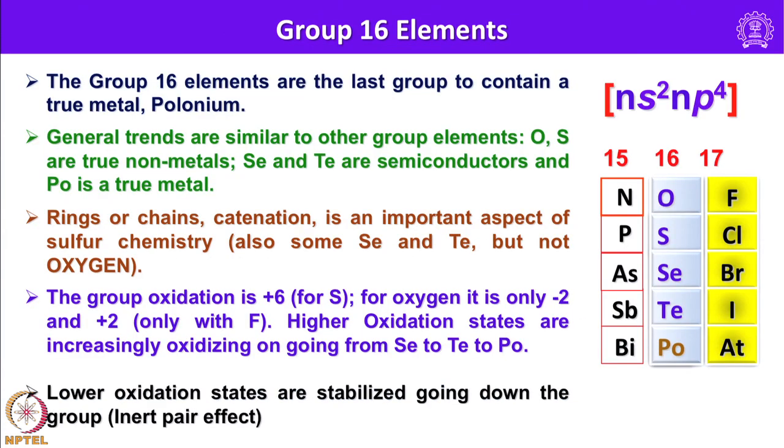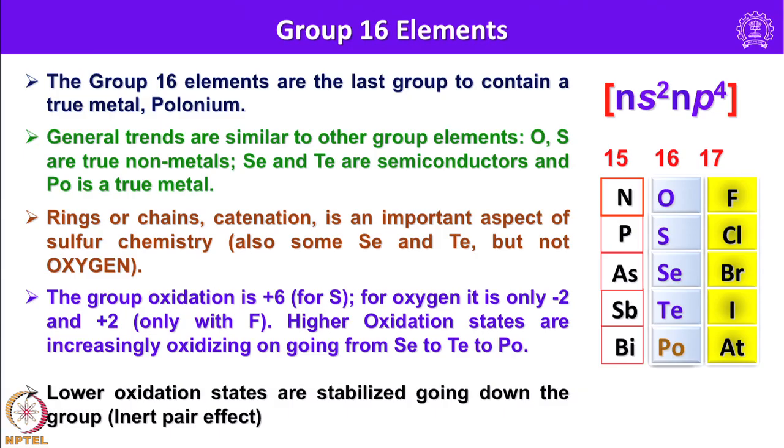Group 16 has ns2 np4 electronic configuration. Of course, the group oxidation state is -2, and it can also go up to +6 in the case of sulfur. Oxygen is only -2, and it shows the +2 oxidation state only when it is combined with fluorine. And oxygen is the second most electronegative element in the periodic table next to fluorine. And lower oxidation states are stabilized in the case of heavier group 16 elements because of the inert pair effect.